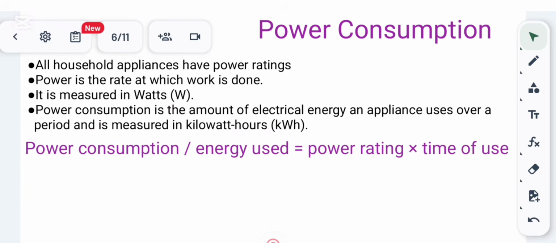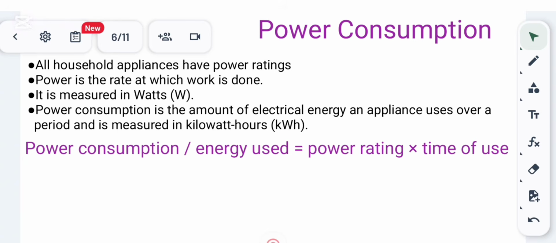All household appliances have what we call power ratings. So what is power? Power is the rate at which work is done. When we switch on an appliance, it does work. When we switch on the stove, it does work. What does it do? It heats up the stove plates so that we can cook.